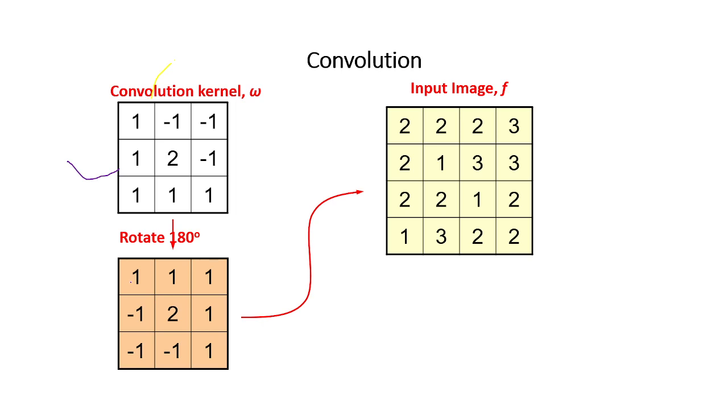So 1 1 1 becomes a row. Minus 1 2 1, it will become a row. Minus 1 minus 1, it will become a row. So this rotated one is applied on the entire input image F. Just like we got a transformation of each pixel in correlation, here convolution is done after rotating that mask window matrix. Okay, so the same way this is also applied here for this input image.